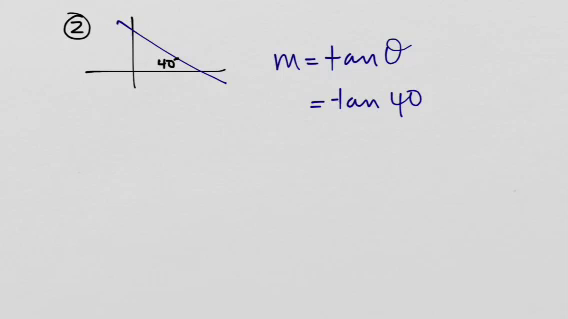Question 2 is a nice, simple, straightforward one. The formula that you know is the gradient is equal to tan theta, where theta is the angle. So for this case, it's just what's the value on your calculator.